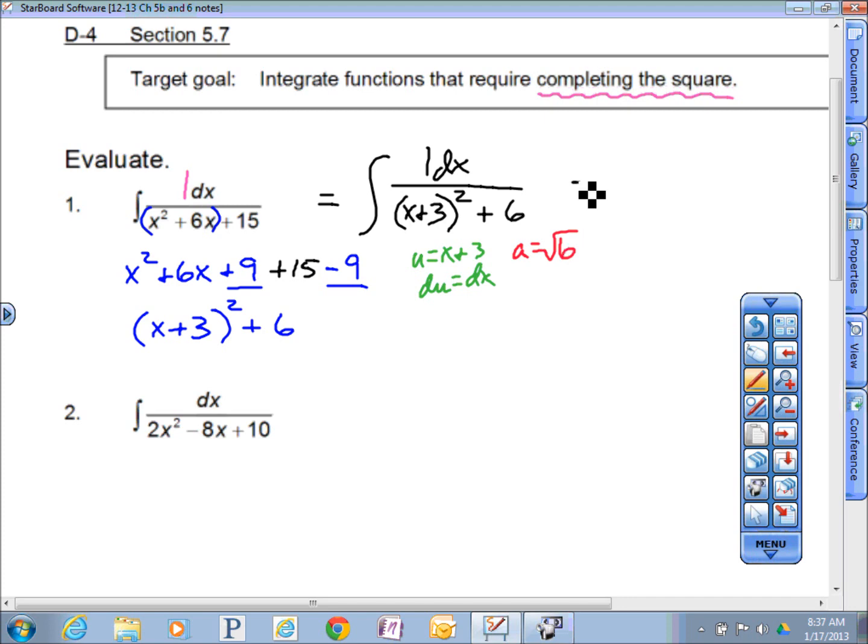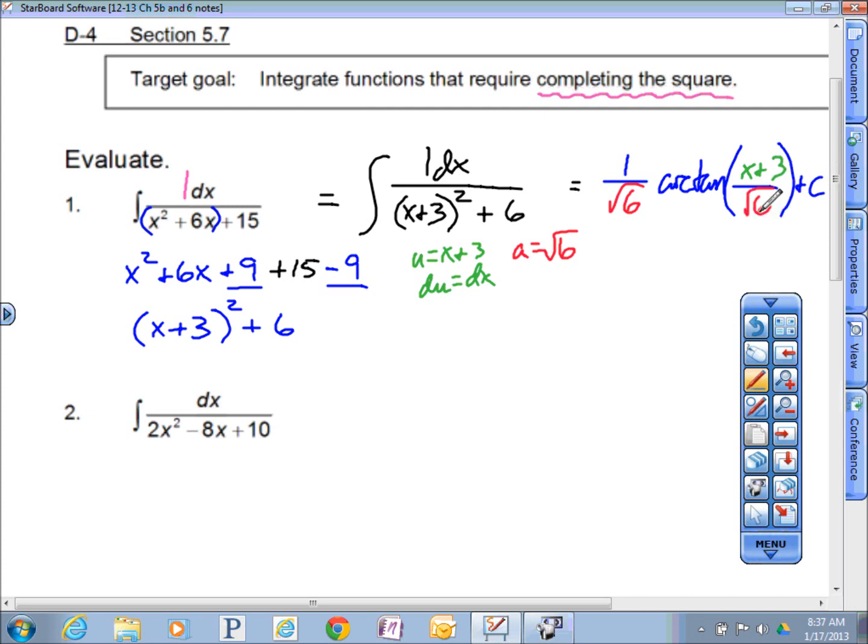So if we clean this up, what do we have? Well, I know I start with 1 over a, and my a is my root 6, arctangent of my quantity u over a, plus my c. What's my u? My u is my x plus 3, and my a is my root 6.